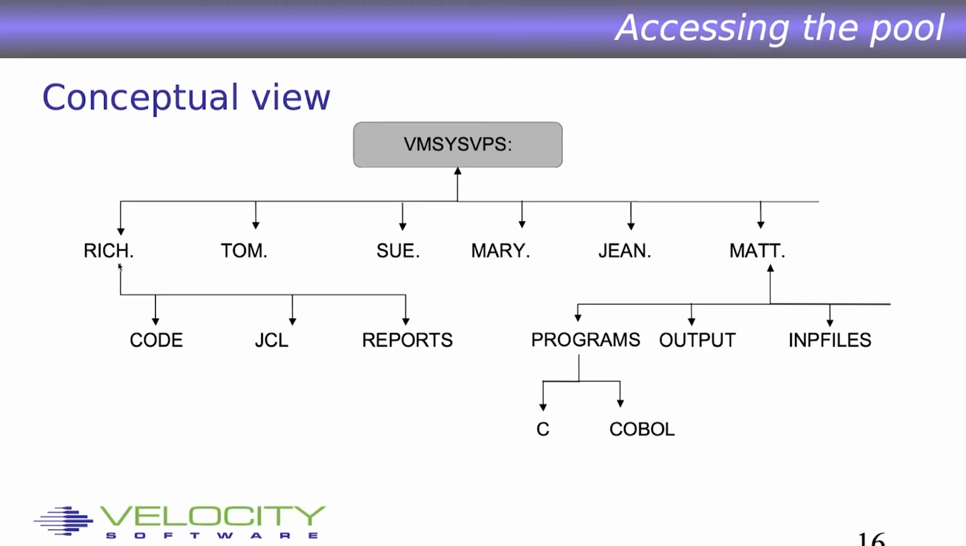In this case, Rich has a code directory, a JCL directory, and a reports directory, and Matt has his 3 directories, and under programs, he has a directory for C code and a directory for COBOL. So the idea here is you can create this nested structure of directories underneath the file space. The nesting level is 8, and that's the limit that the file pool code provides for.